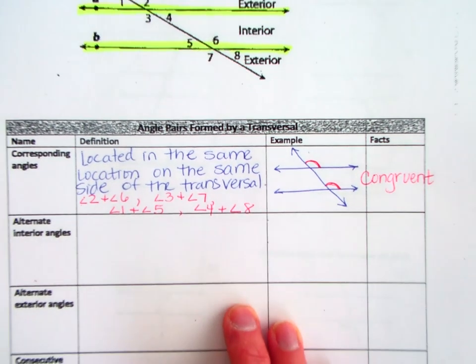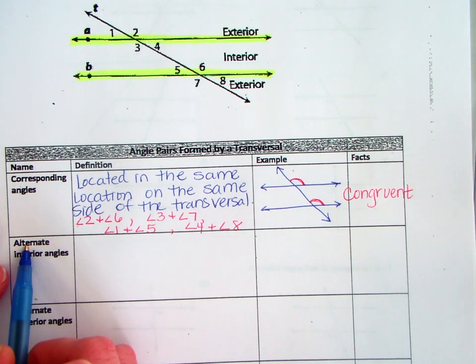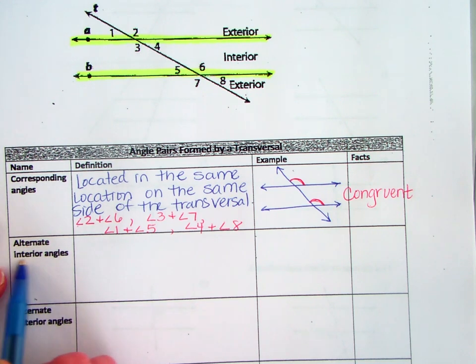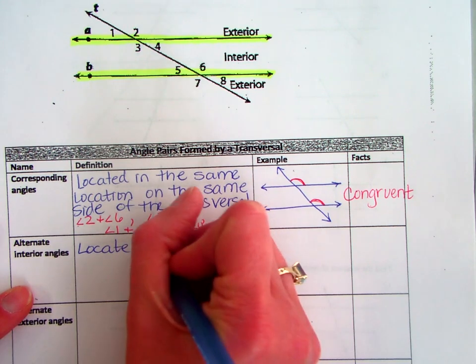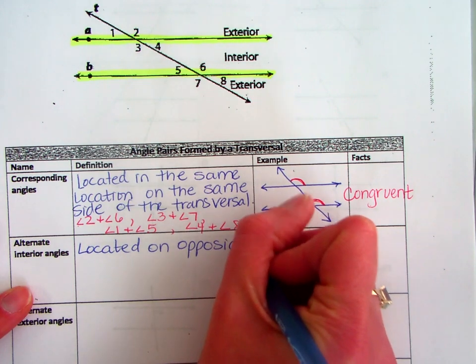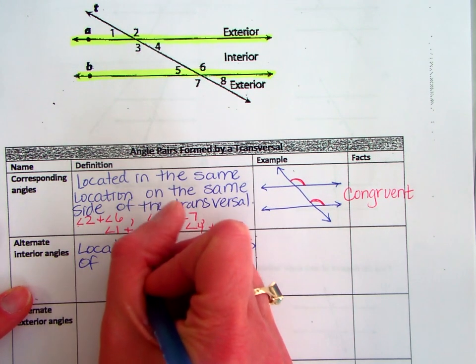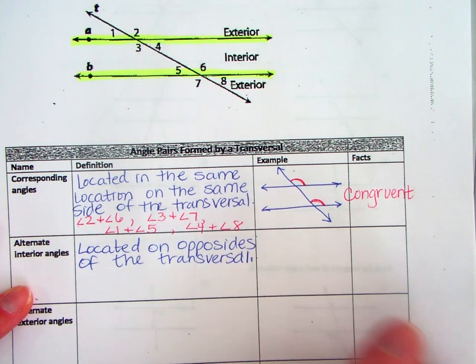All right, next type, alternate interior. And the names here start to make it easy to identify. You can kind of use alternate. We could think of the word opposite. And then interior, we talked about them being on the inside of the parallel lines. So these are going to be located on opposite sides of the transversal and inside the parallel lines.